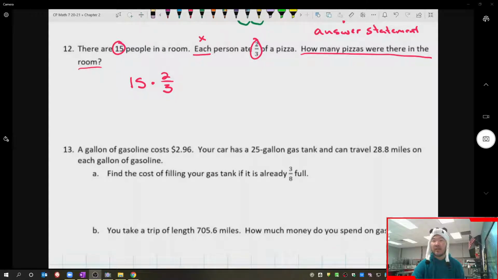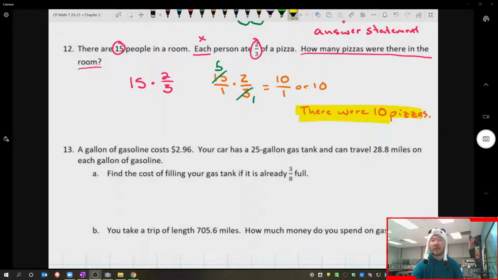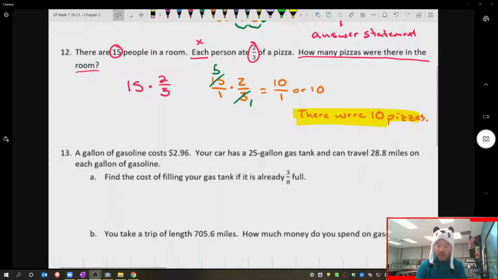So in this video, I'm going to pause it so you can try it on your own, and then in about 3-4 seconds, the answer should pop up. And bam! Answer key should be up there. So this is a multiplication problem with fractions and whole numbers or integers, so very standard, but don't forget about the cross simplification, which you see I did in green there. 15 and 3 both have 3 as a factor. 3 into 3 is 1, 3 into 15 is 5. Don't forget to do your answer statement. It asks a question, how many pizzas were in the room? There were 10 pizzas. I answered it.